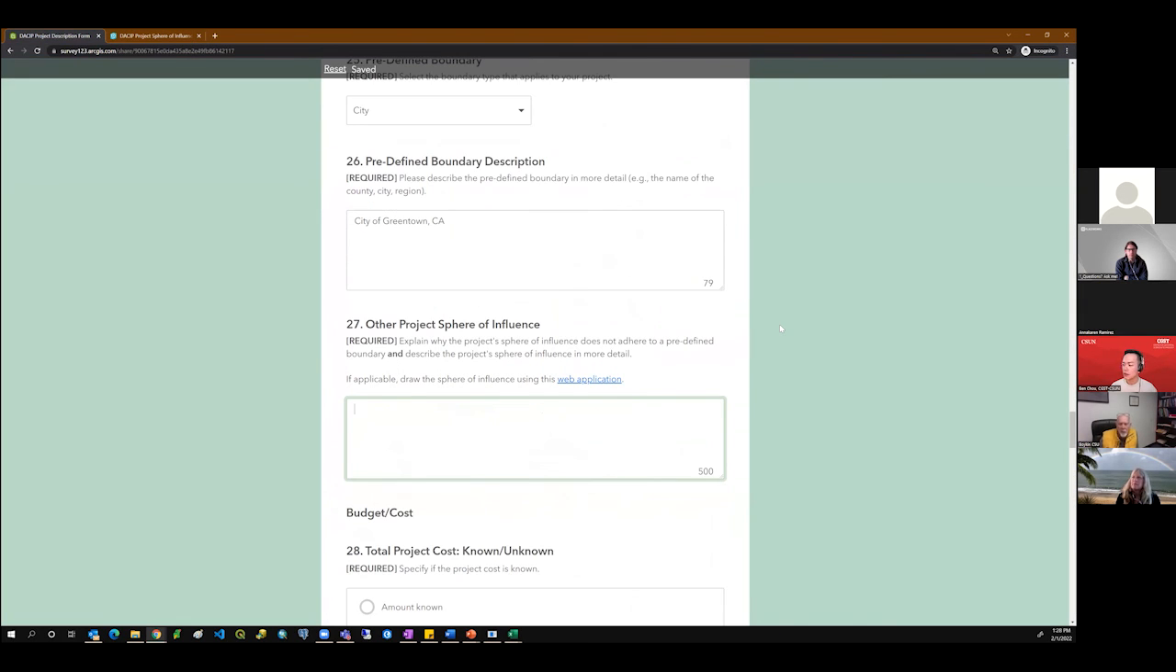So again, if you have any questions or need help figuring out the project sphere of influence, please contact Miranda Moore, who will then help connect you with the right resources to figure out that sphere of influence.